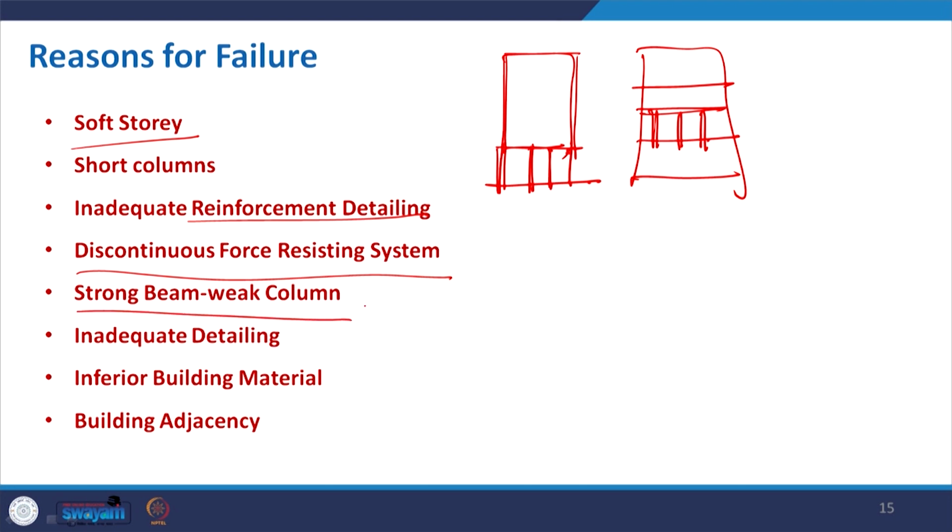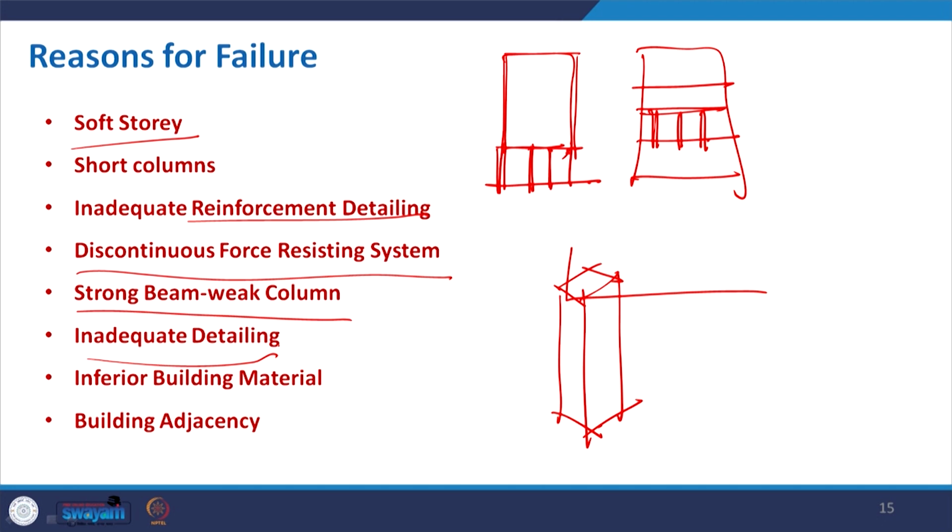Strong beam, weak column. Many times we don't go with the strong column, and we just increase the beam depth. In an earthquake resistant structure, it is basically strong column and weak beam. So here is the reason where a strong beam and weak column combination may not perform very well during the earthquake. Inadequate detailing, again, is related to the reinforcement and connections between different parts of the structure. Inferior building material definitely plays a crucial role. Even if the design is perfect and tested, if during execution the material used to make that structure is not up to the mark, then that will be a serious concern.